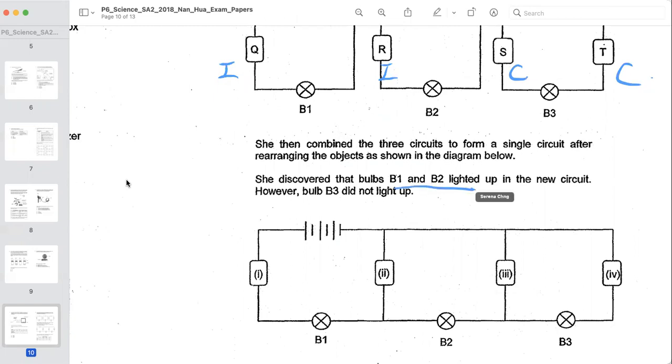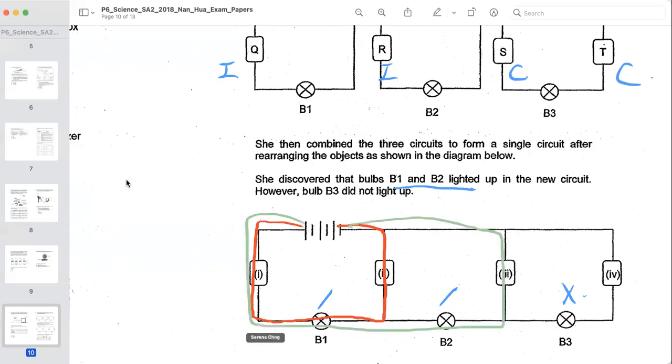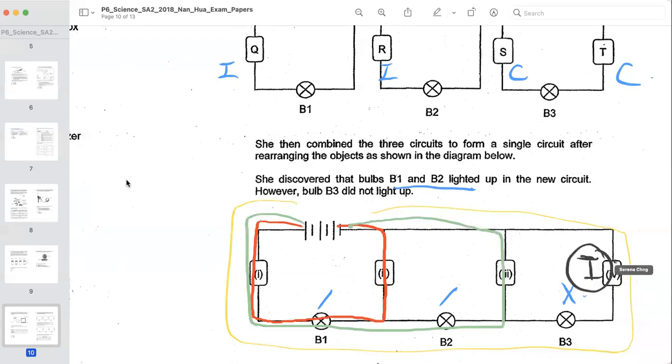So she discovered that B1 and B2 lit up, but B3 did not light up. So that means we draw a closed circuit for those whereby the bulbs light up. So the red loop is a closed circuit. The green loop is also a closed circuit because B2 lights up. Whereas B3 didn't light up, so the yellow loop here is an open circuit. So the one that is placed at the last box must be an electrical insulator.